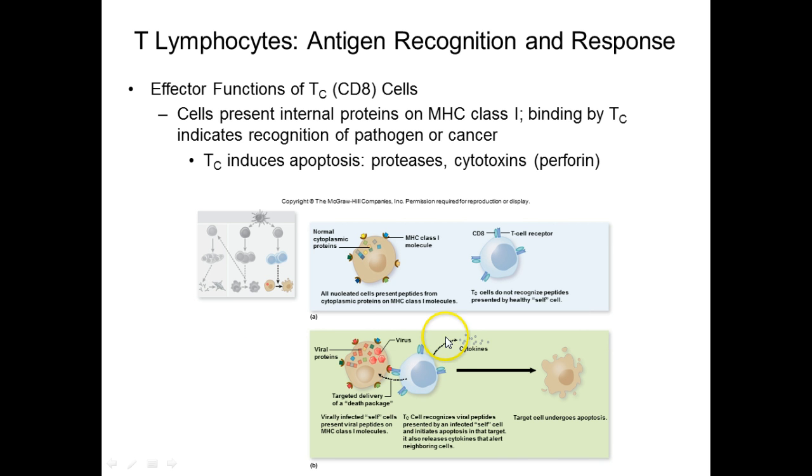So this just reiterates what we were looking at. MHC class 1 interacting with the cytotoxic T cell, CD8. And notice the cytokines are even going to communicate with other cells nearby and that cell. They're going to release proteases, which will destroy the proteins of that cell, and cytotoxins, and that will perforate and destroy that cell.